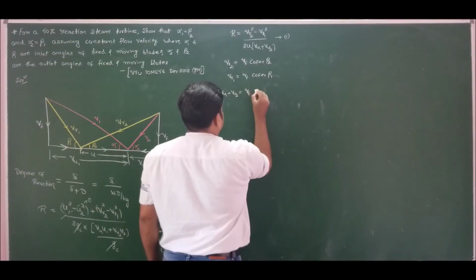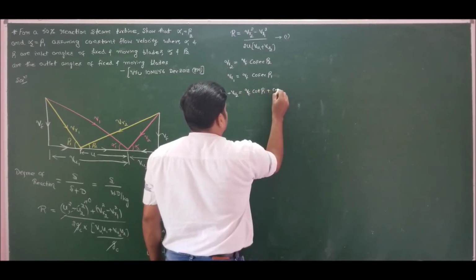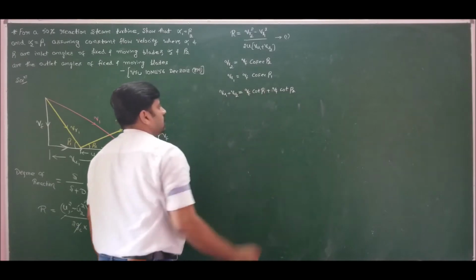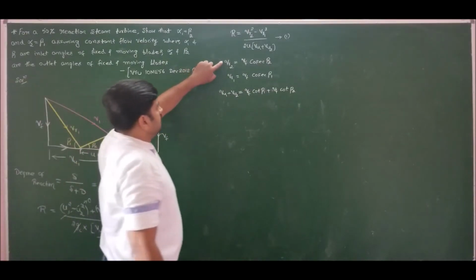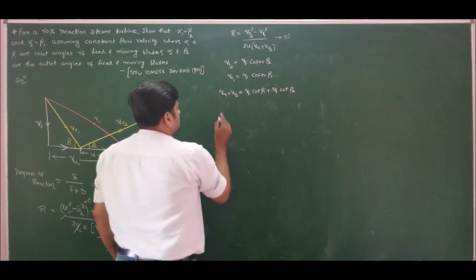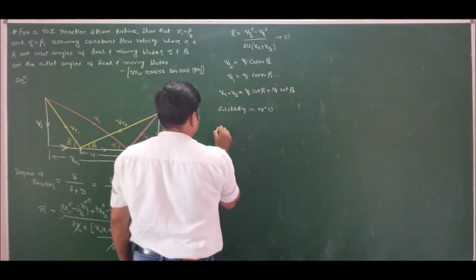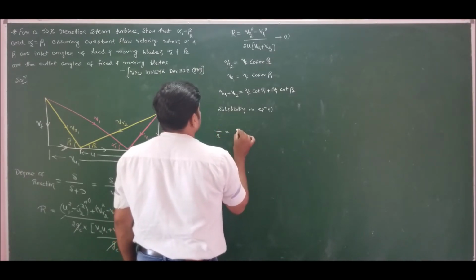So I can write it as Vf cot beta 1 plus Vf cot beta 2, which is also equal to the overall length of the combined velocity triangle. Now substitute all these in our equation 1 and simplify. We know the value of R is 50%, that is 0.5, or 1 by 2.